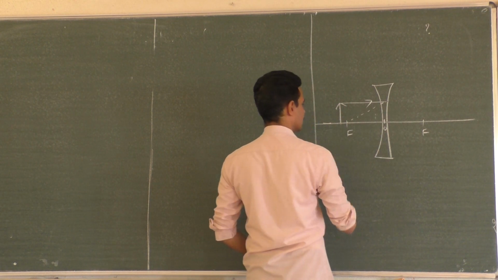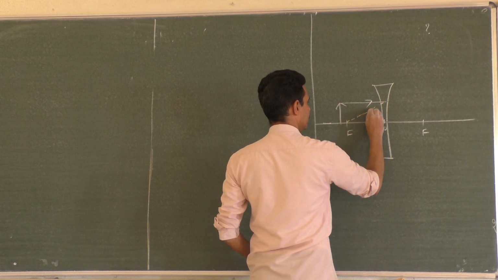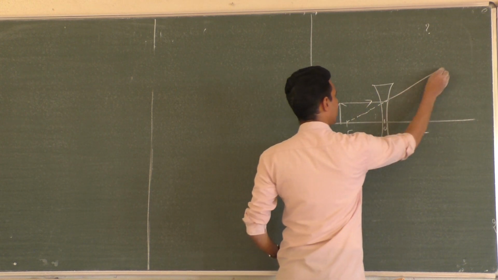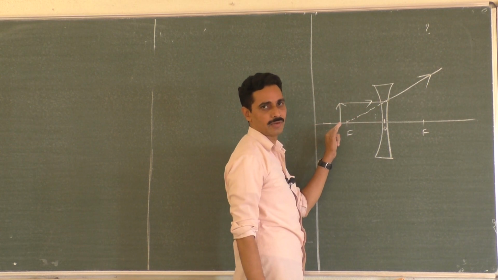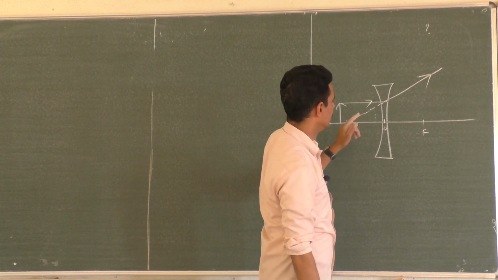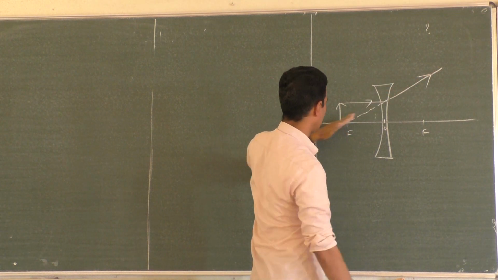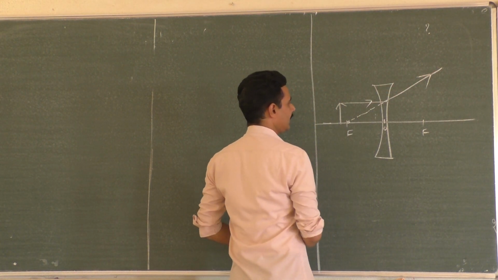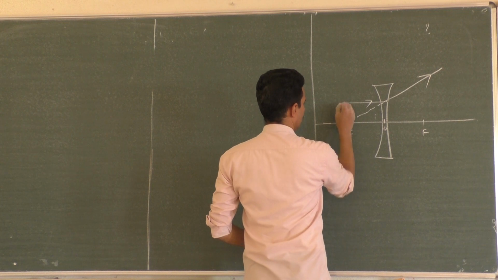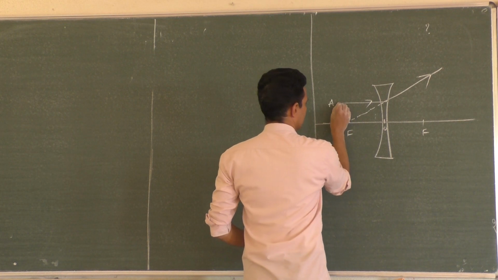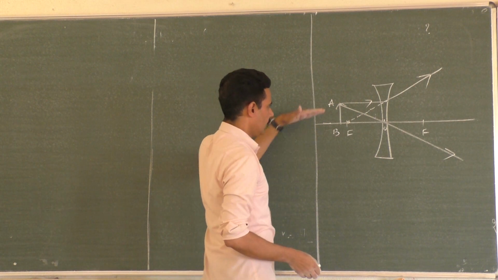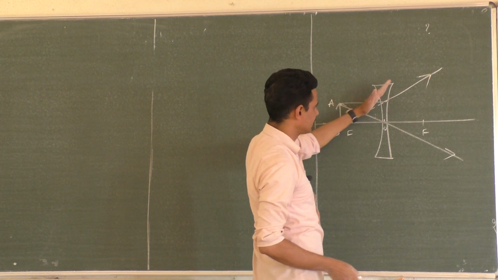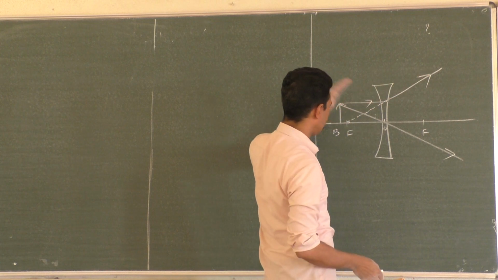How does it diverge? What you have to do is keep a scale here, then diverge it like this. Don't diverge it anywhere and try to meet at focus. Diverge it in such a way that it comes from focus. Another ray of light coming from A only, so A, B. It passes through the optic center without bending. Have you observed the two rays? One ray parallel to the principal axis, after diverging, appears to come from focus.